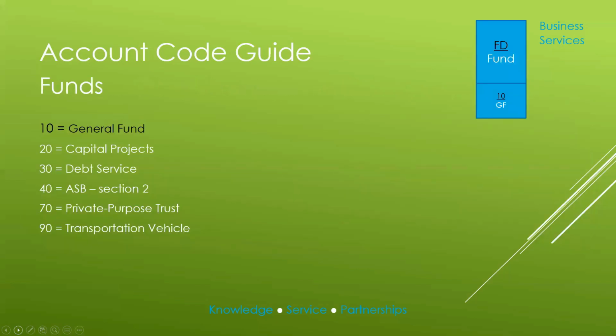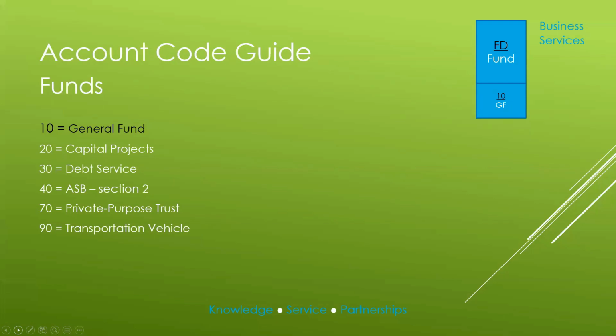As I mentioned, we have 6 funds. All have a 29-digit account code structure. The general fund, or Fund 10, is our largest fund, and that's where we record all the activity for our day-to-day school operations. Now, 20 through 90, those are our smaller funds, but 20 is capital projects. That's where we do major construction projects like building the Stevens Creek Elementary or the LSHS modernization and expansion project that we have going on right now.